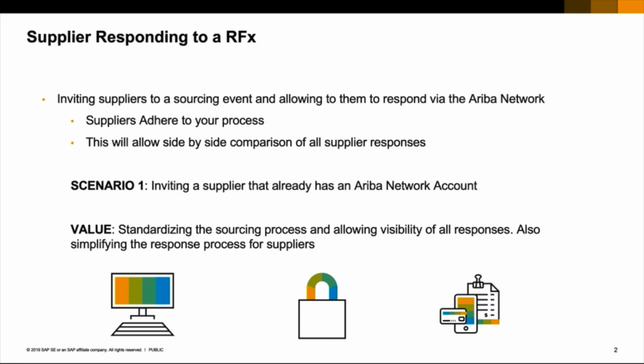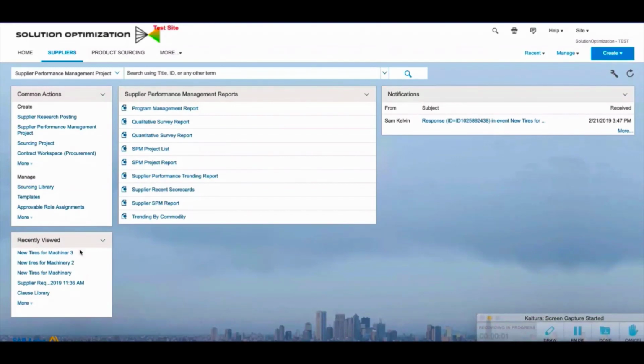So the first scenario we'll be talking about is inviting a supplier that already has an Ariba network account and exists in your supplier database. And the real value here, again, is standardizing the sourcing process, allowing for that visibility of all responses, and we want to simplify the response process for all suppliers. Let's have a look at how that's done.